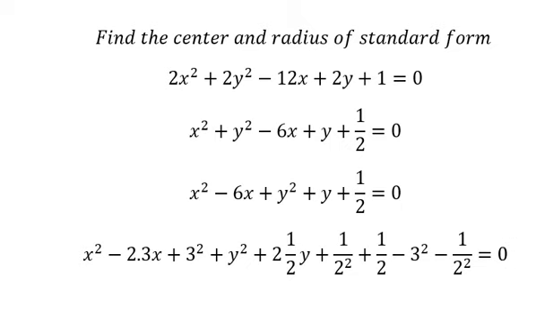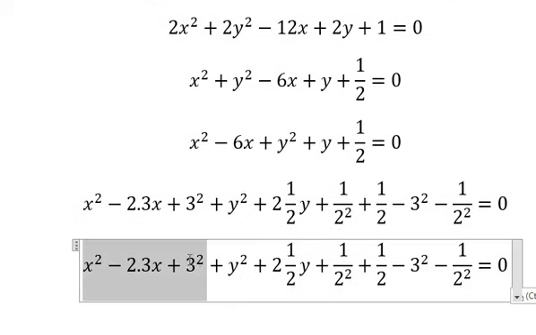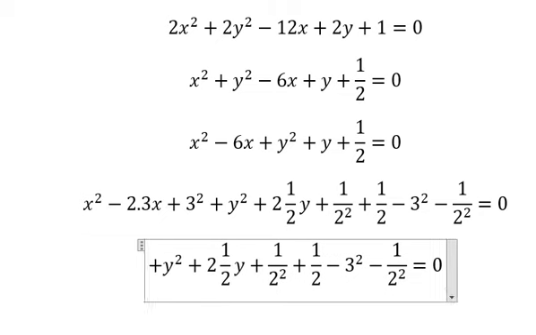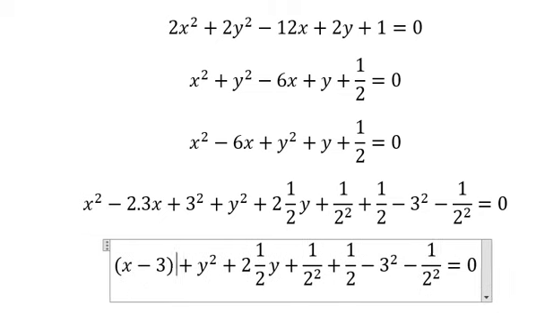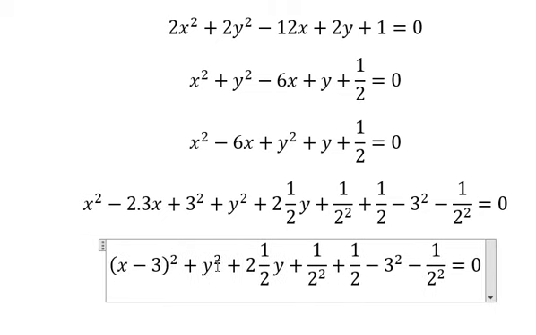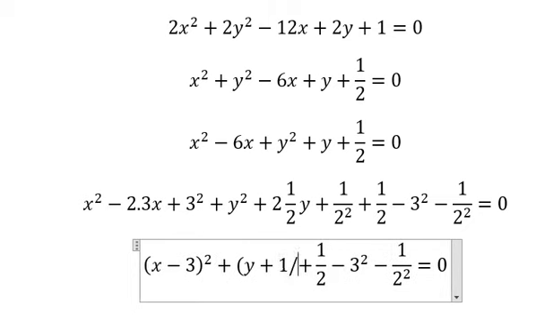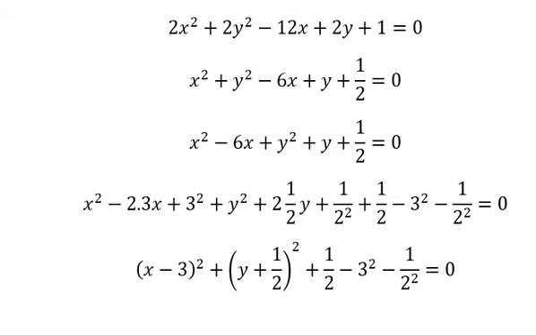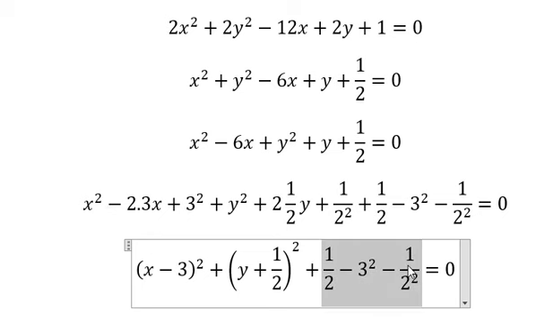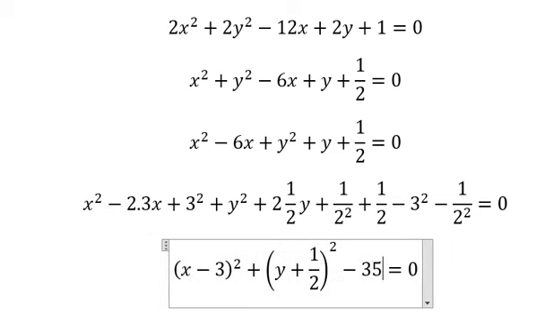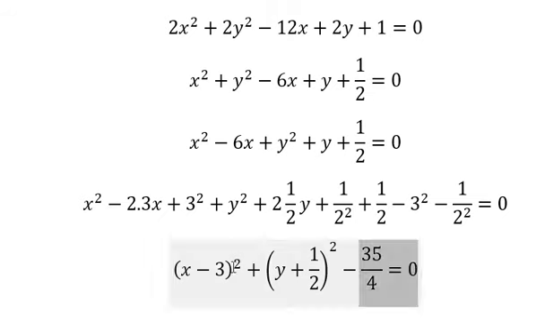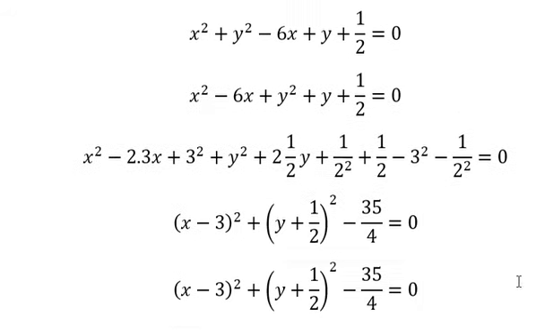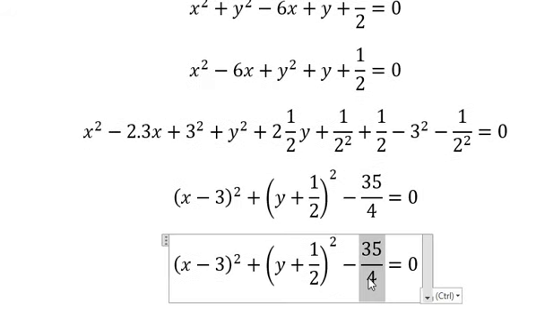So this one, that is about identities, and we have x minus 3 to the power of 2. This one we have y plus 1 over 2 to the power of 2. And this one we have negative 35 over 4. So I will put this one to the right.